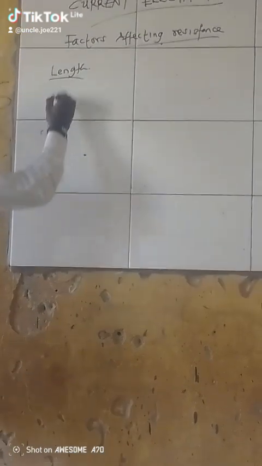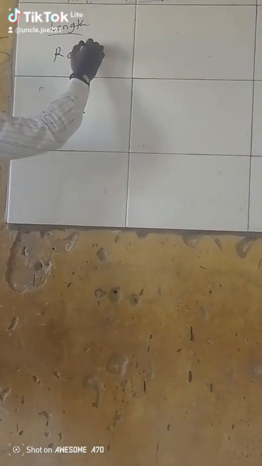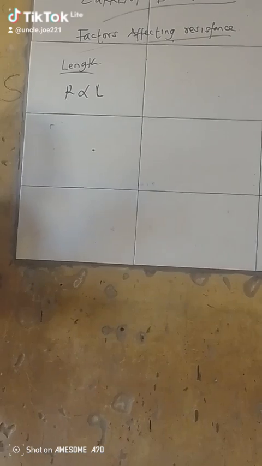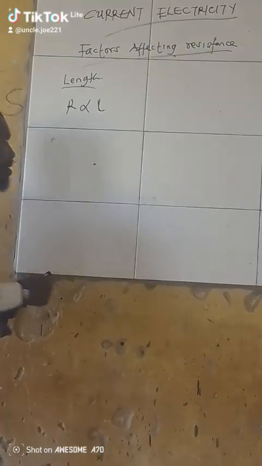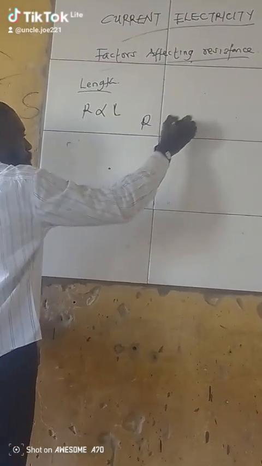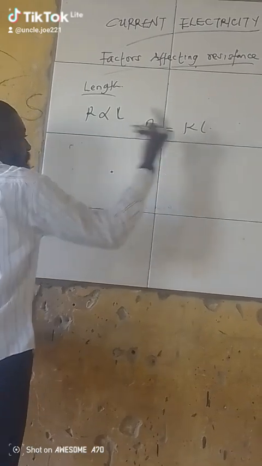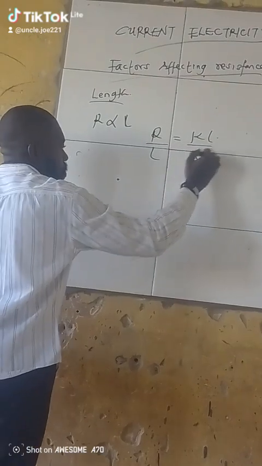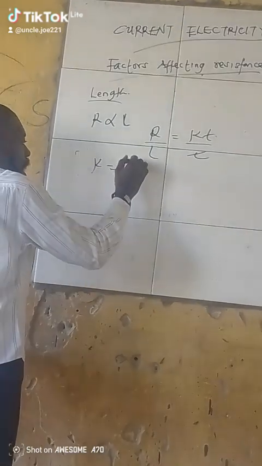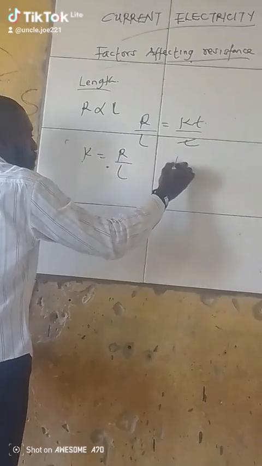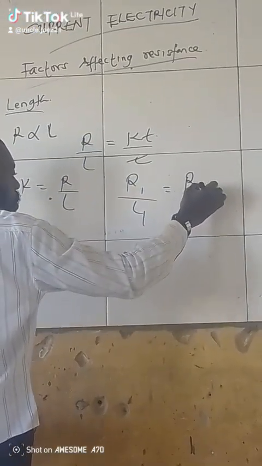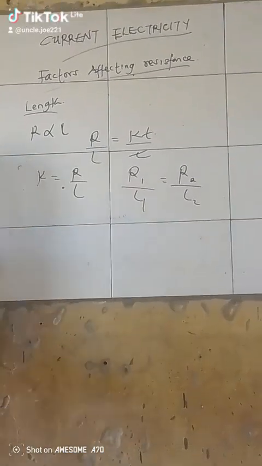My resistance is directly proportional to L. That means the longer the length of the wire, the higher the resistance. So my R is now equal to KL. If I make K the subject of the formula, K is now R over L. So that will become R1 over L1 equals R2 over L2. That is the first factor.